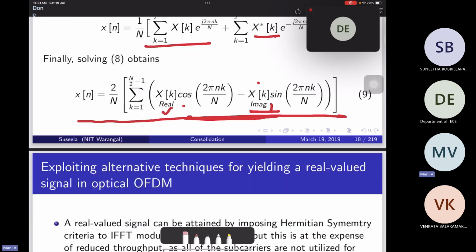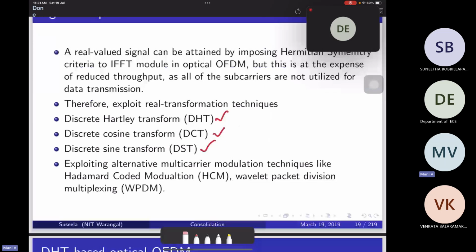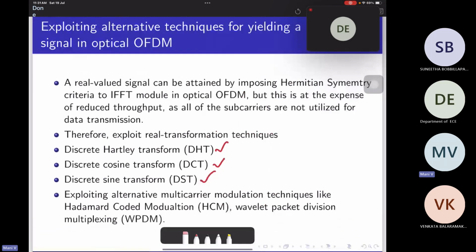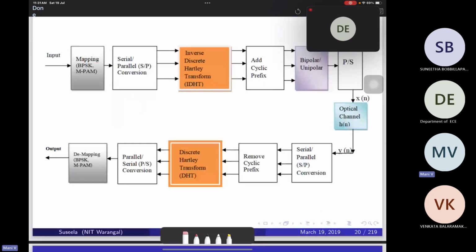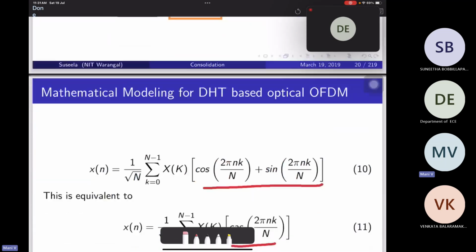So this becomes a real signal, okay? We have some other alternative techniques for yielding a real-valued signal in optical OFDM, like discrete Hartley transform, discrete sine transform, discrete cosine transform, hardware coded modulation technique, and wavelet packet division multiplexing. So many techniques are available. Out of these, one technique is the Hermitian symmetry technique we have just discussed. Using Hermitian symmetry, and other formats like the inverse discrete Hartley transform, we can also do the same exercise.